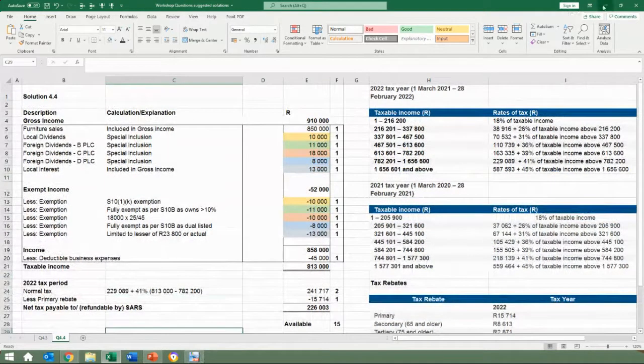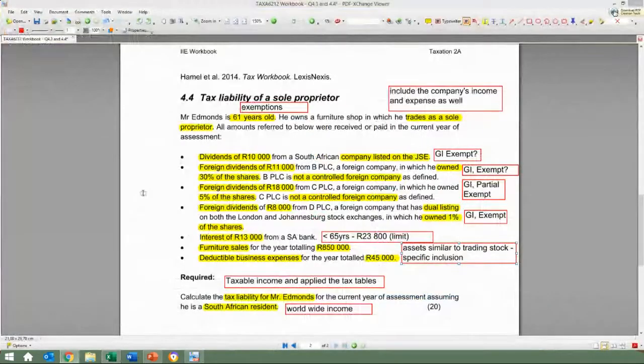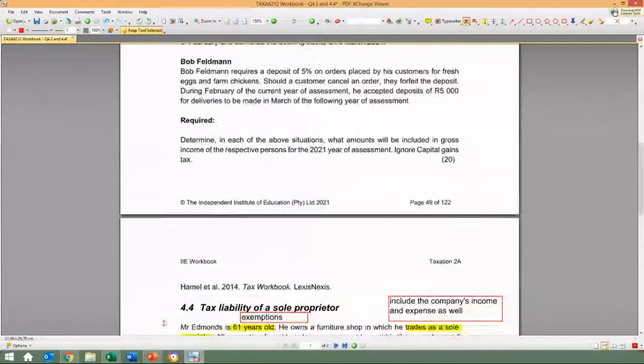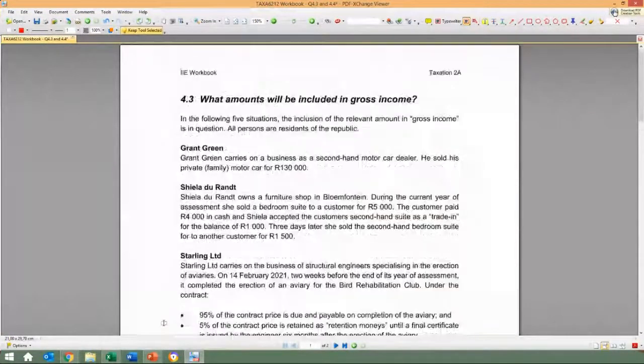Okay, so let's then move on to question 4.3. What they wanted you to do is know if an amount should be included in gross income. Now we said when we discuss if something needs to be included in gross income, we have to discuss the different components, the 5 components.